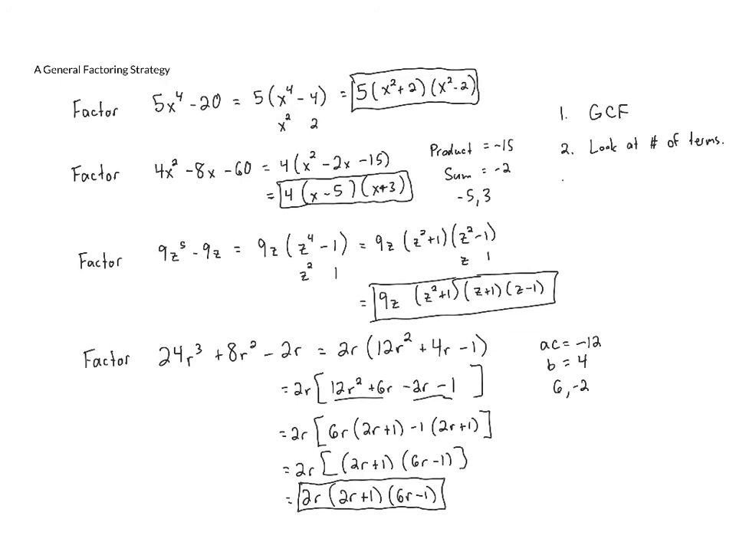And then once we've used a method, the last thing we have to do is check to see if we can factor more. If there's anything that can be broken down even further, like a difference of squares, we want to make sure that we do that. Otherwise, we're done.